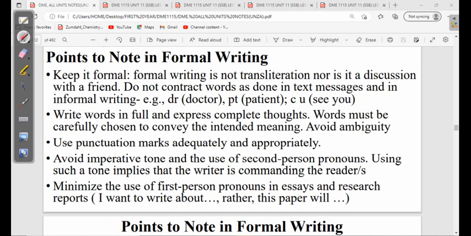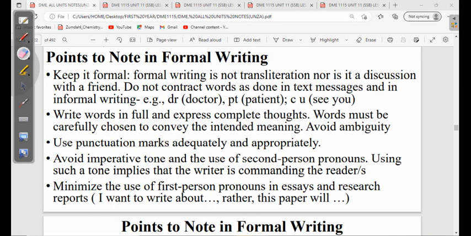So, you don't need to end just in the middle when you want to bring out a point. Express it in full. Words must be carefully chosen to convey the intended meaning. Avoid ambiguity. So, don't be ambiguous. Make sure that what you are bringing out is highly understood. It should be clear. So, that is to be unambiguous. It should be very clear as you bring out points.